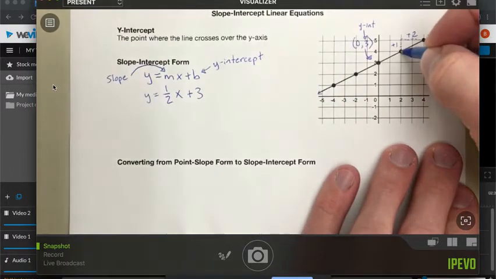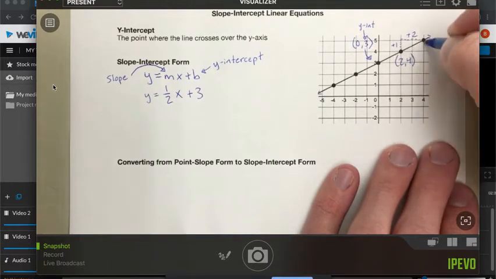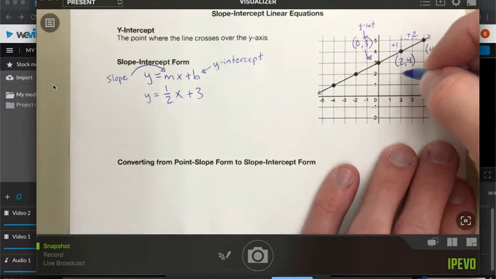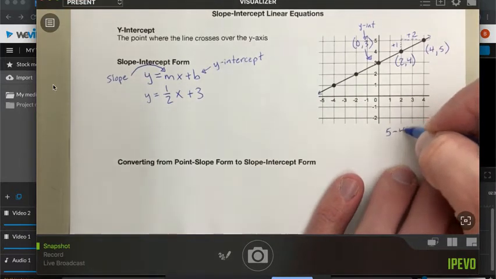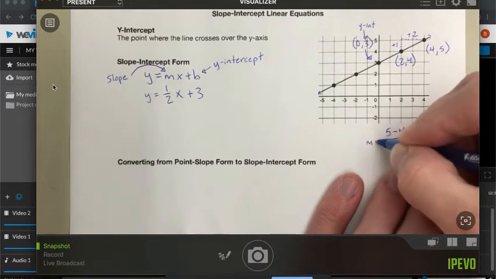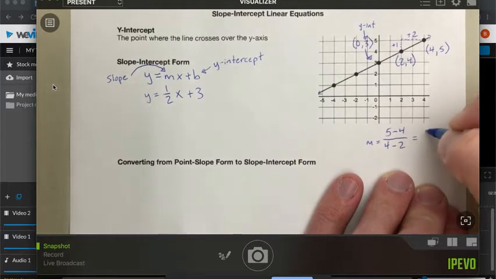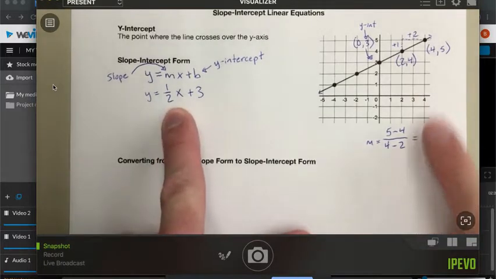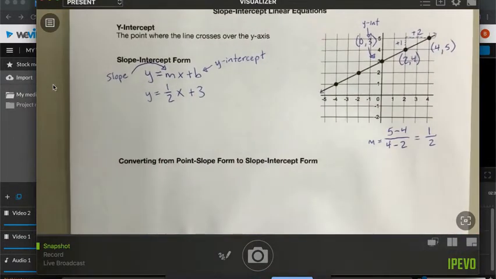If it's helpful to you all, some of you like to do the actual calculation for slope. So let's say I took these 2 points here. Then I could always do my y2 minus y1 divided by x2 minus x1, which would be 1 over 2 in this case. So same exact thing as if I count up and over. Cool.